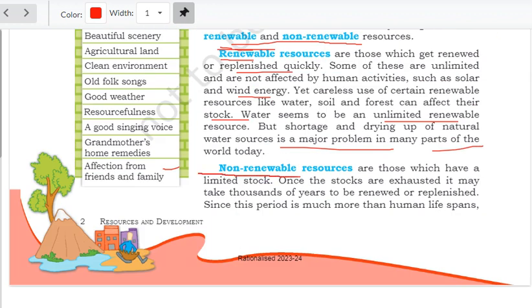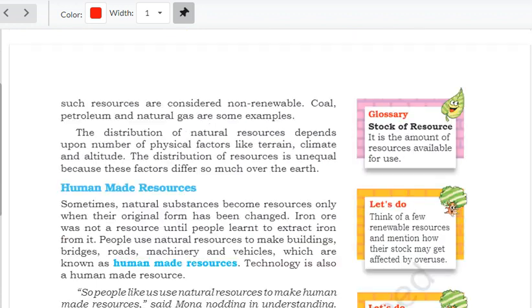Now let's see non-renewable resources. Non-renewable resources are those which have a limited stock. Once the stocks are exhausted, it may take thousands of years to be renewed or replenished by nature. Since this period is much more than human lifespans, such resources are considered non-renewable.